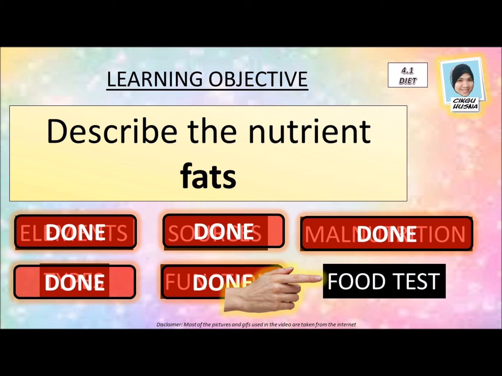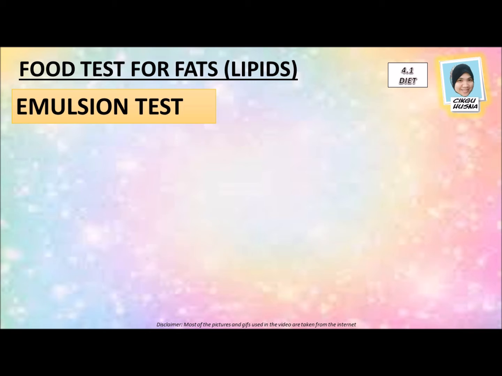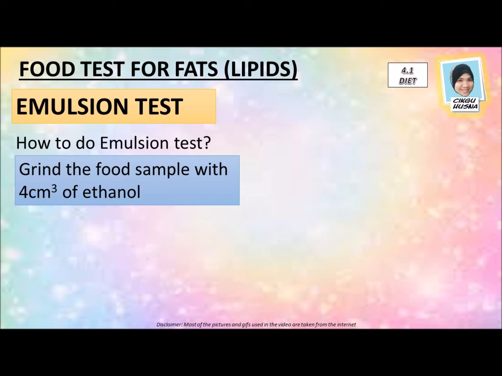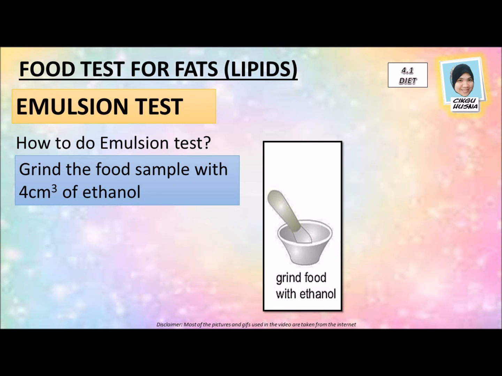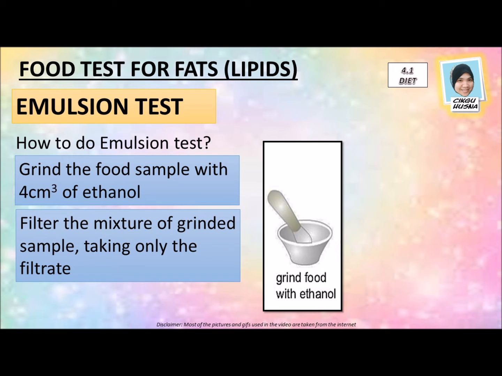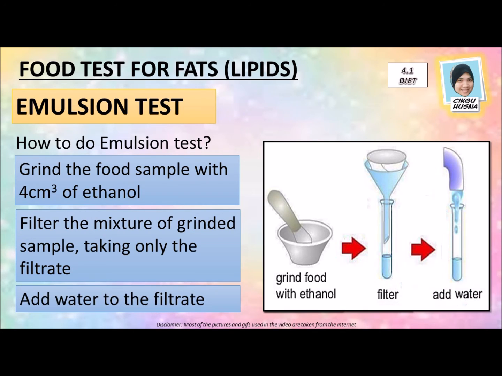Food test for fats. The food tests for fats or lipids are called emulsion tests. How do we carry out emulsion tests? The first one, we grind the food sample with ethanol. After grinding the food sample with ethanol, we filter the mixture of the ground sample. We will only take the filtrate. Then, we add water to the filtrate.